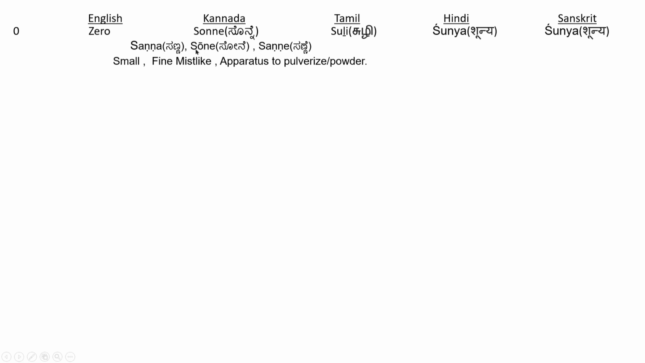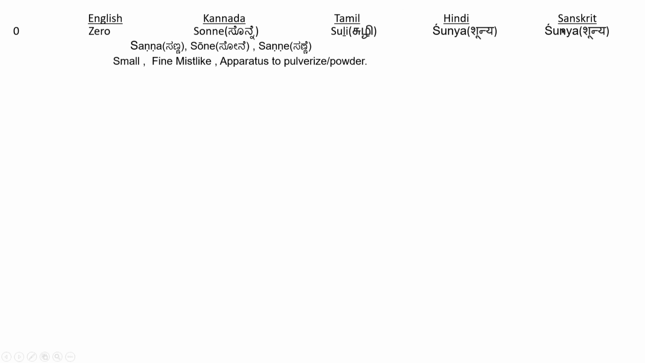So for example, there is a word called sone in Kannada, which means fine mist like. It is usually used for fine mist like rain. Sone male, male means rain, so it's used for very fine particles of drops of rain. It's called sone male. And also it has words like sanna. Sanna means small, and sanne means an apparatus to pulverize or powder or grind substances. So these are all close by words.